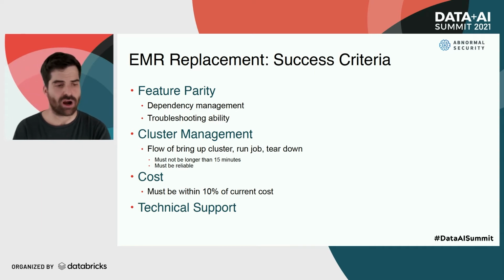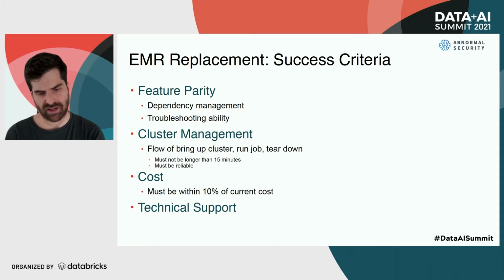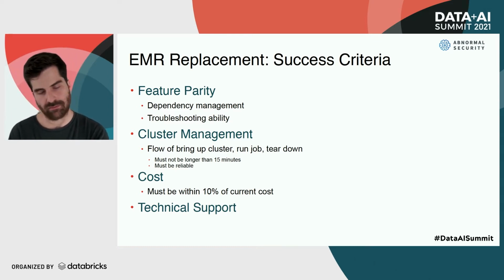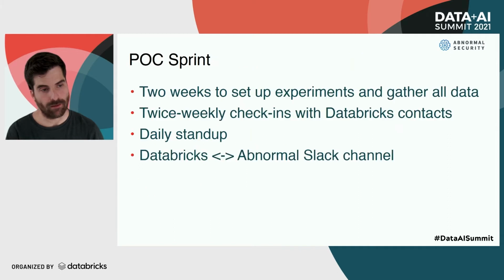And the final two: cost was not a huge concern, but we were saying, well, we're willing to pay a 10% premium if it means we can solve a lot of these problems that we're running into. And finally, another table stakes thing was technical support. We need to be able to get somebody on the phone within 15, 30 minutes if we're having a production issue that is due to Databricks.